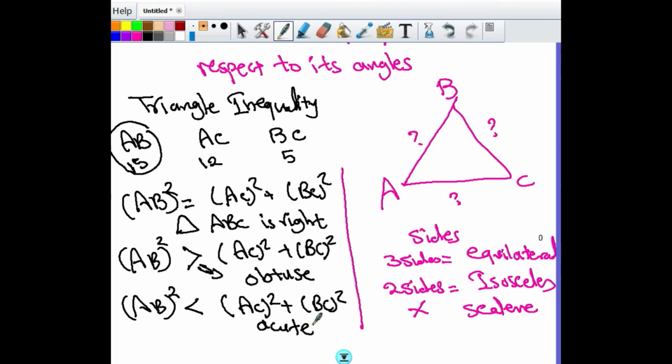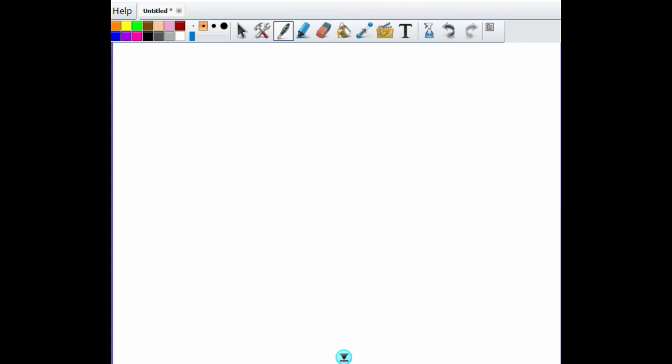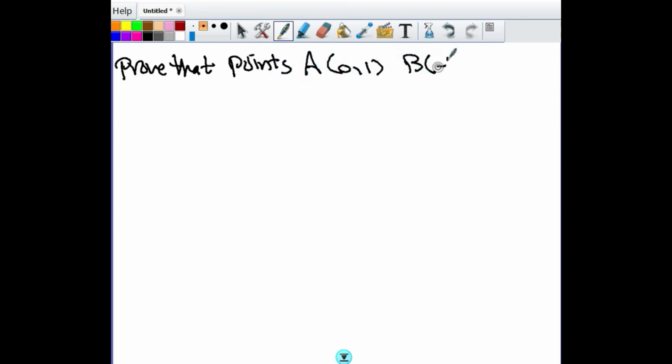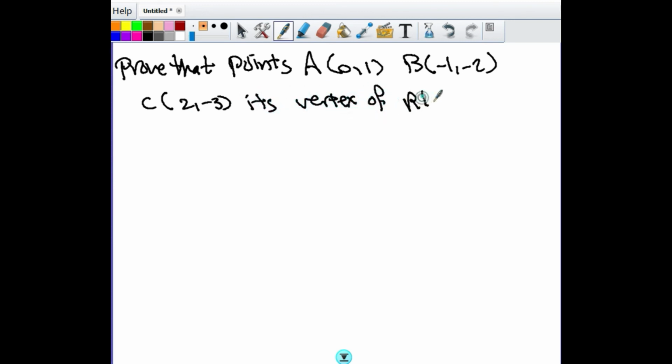Get it? Okay. Let's see another example on this part. Let's continue on this part with an exercise to understand more. The first one says prove that, or show that. Prove that the points A (0, 1), B (-1, -2), and C (2, -3) are the vertices of a right angle triangle.